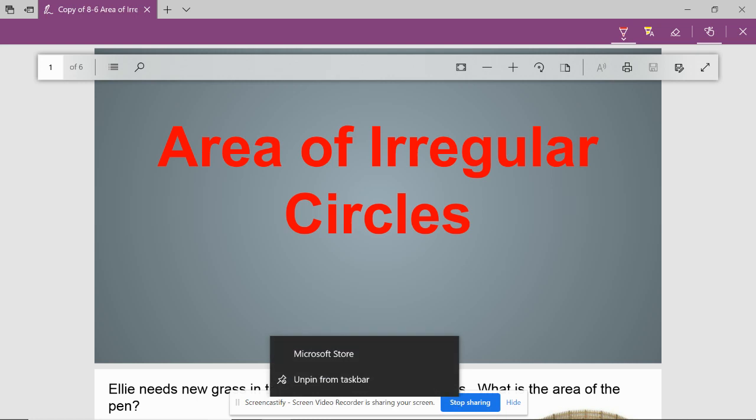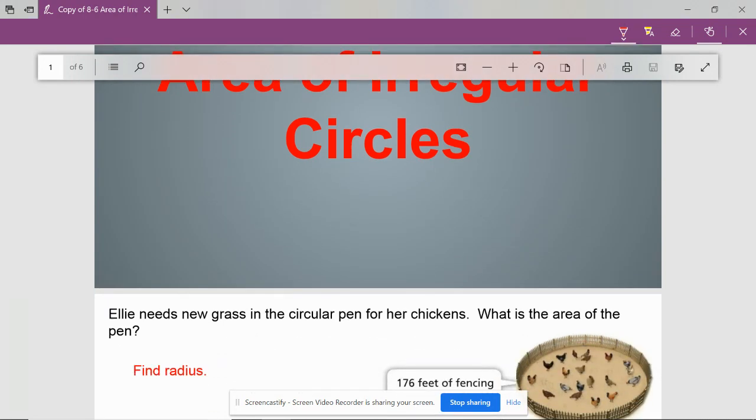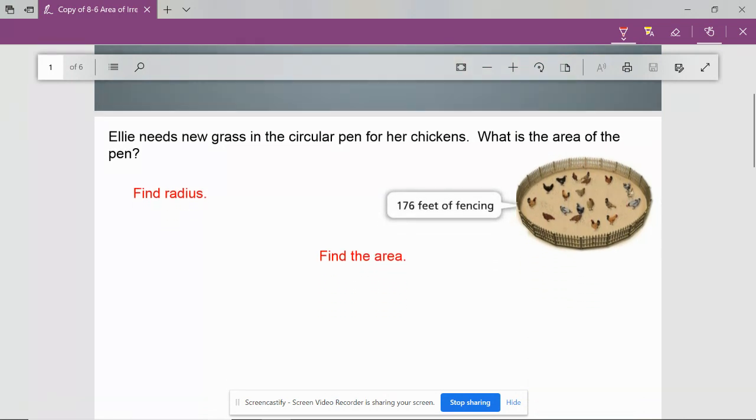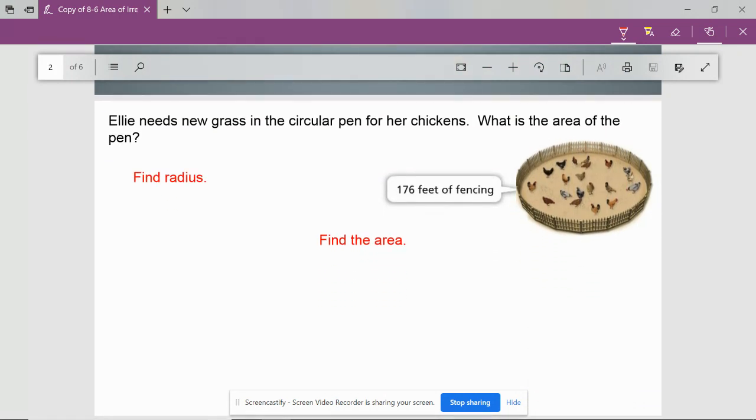Hey everybody, I want to make sure that we went over our new content for this week, which is area of irregular circles. So this would be your work on Tuesday, would be notes and a homework assignment that goes with it. As we look at this, what we're talking about is being able to find other things that aren't quite so obvious.